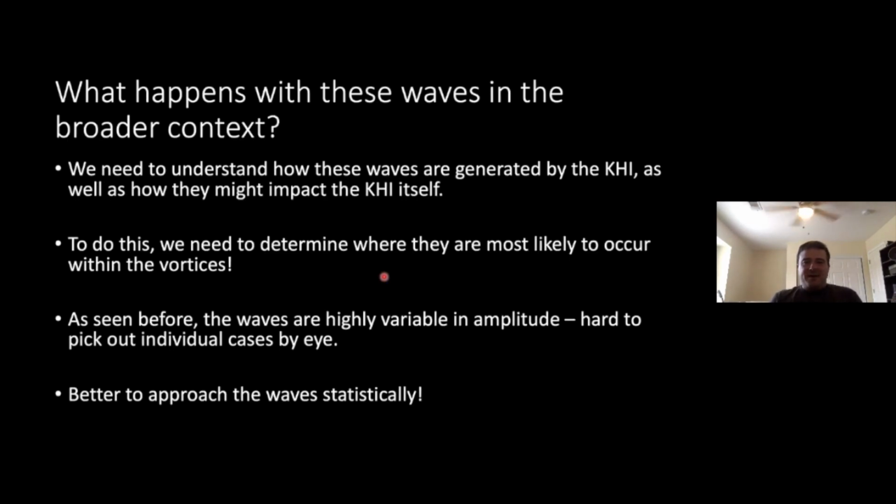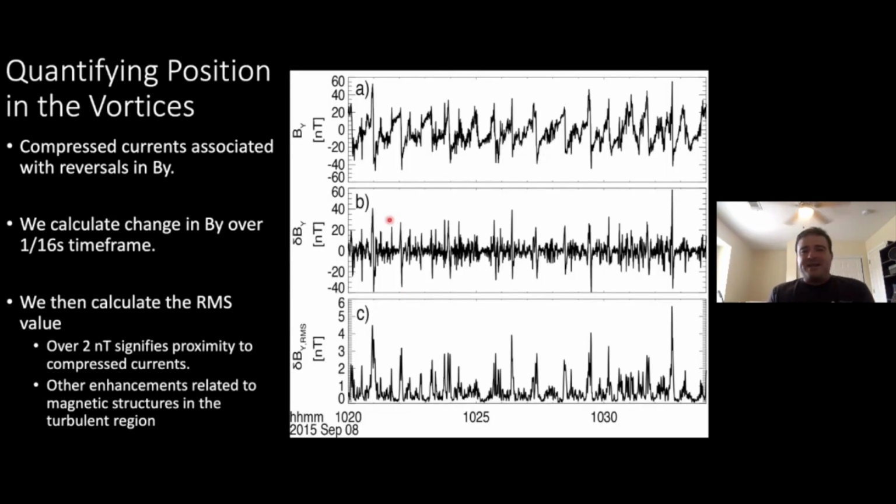So, we need to better understand how these waves are generated, and we also need to know what they might do to the Kelvin-Helmholtz. And so to do this, we need to determine where they're most likely to occur in the vortices. And the waves are highly variable in amplitude. We can't really pick it out by eye, so we need to analyze this statistically. So first, we need to say, where are we in the vortices? And the best metric for that is actually to use that normal BY.